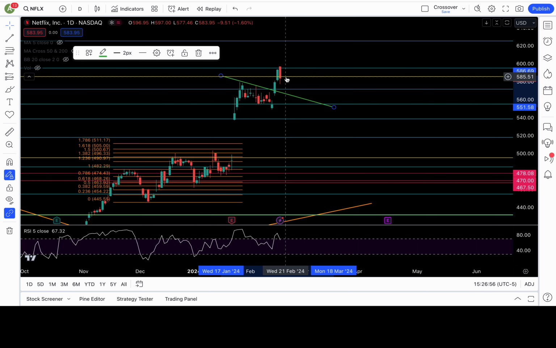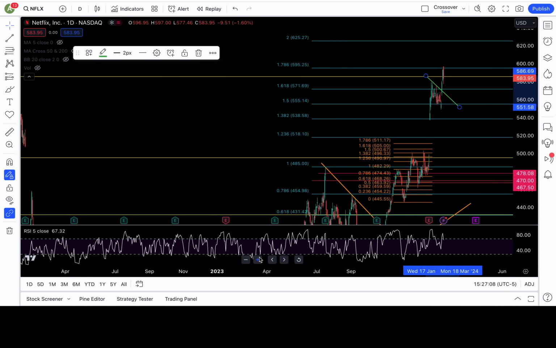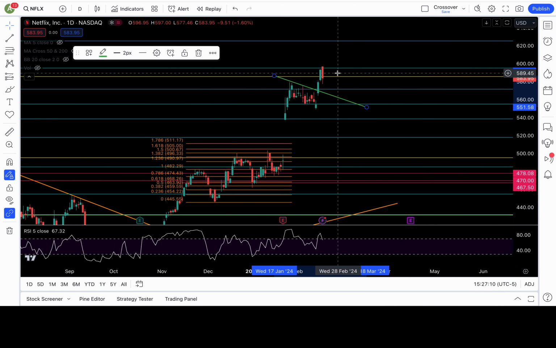Possibly lower. The only way I'd be bullish is if we cancel this false breakout, so it's got to get back above 585.8. It's got to recapture that level, cancel the false breakout. That will put higher targets back in play. 590, and I have the next fib level at 595.3-ish.